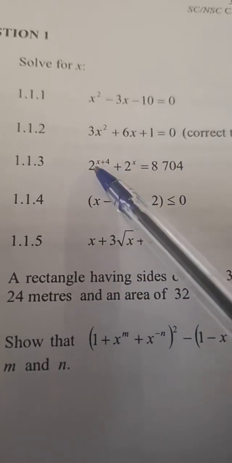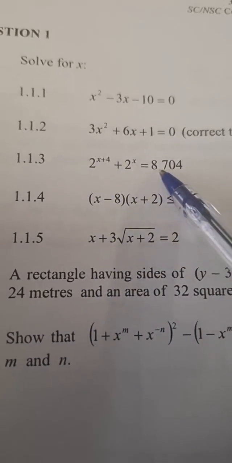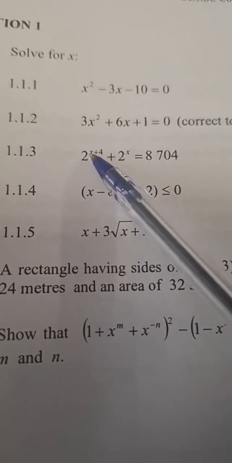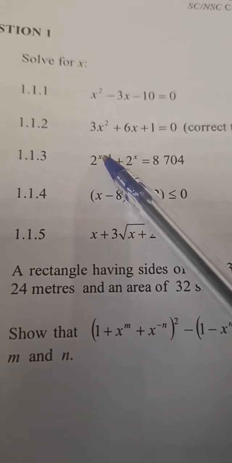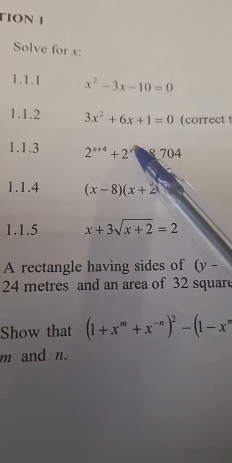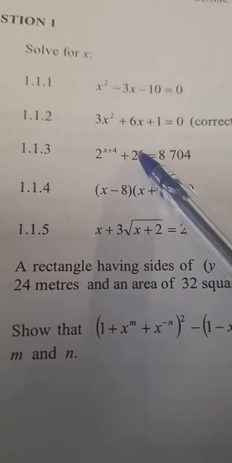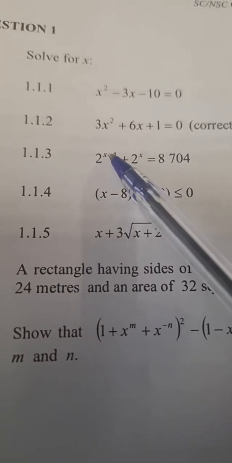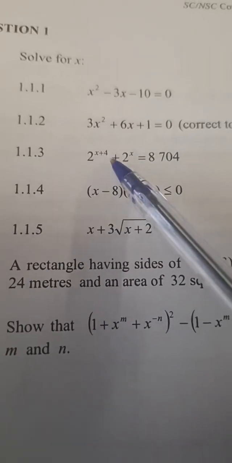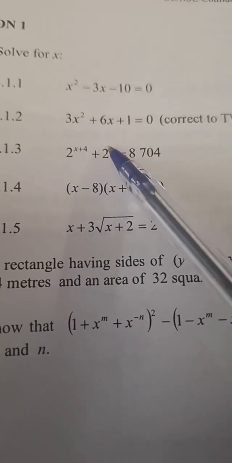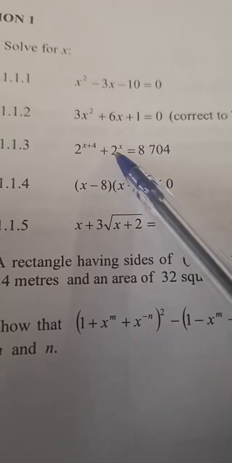So it's very clear that to answer this exponential equation, you can also see that the variable exponent x has a coefficient of 1, and the other variable exponent has a coefficient of 1 as well. So that means the variables are the same. It means we can split this into 2 to the power x and 2 to the power 4, and then the other term is 2 to the power x alone.